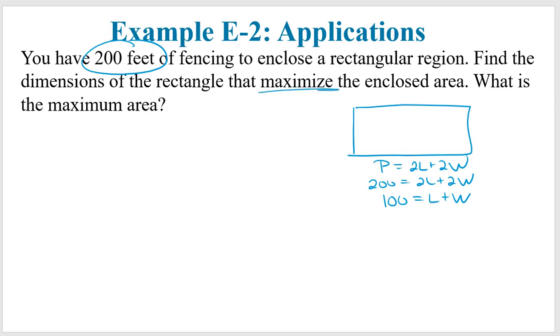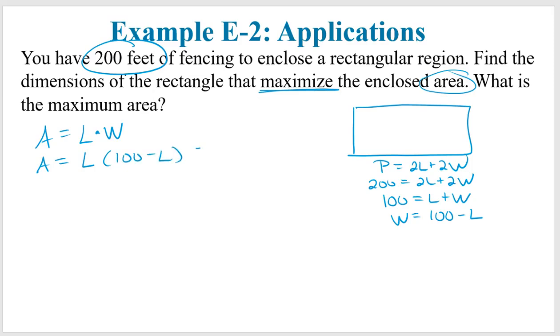We want to maximize the area. So the area of a rectangle is length times width. Whether you want to solve for L or W, it doesn't matter. I think I'll solve for W this time. So W equals 100 minus L. So I plug that into my function. So it's going to be L times 100 minus L, which gives me 100L minus L squared.